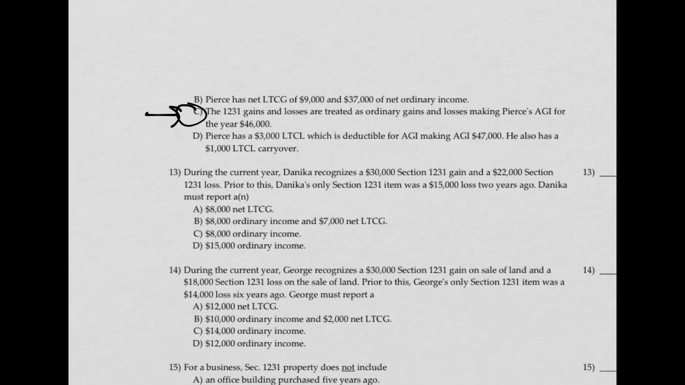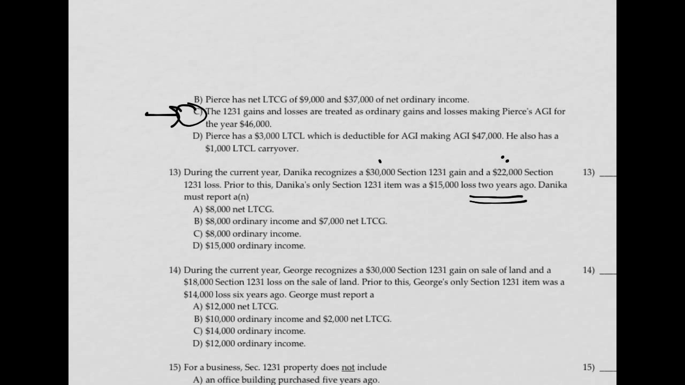Next question. During the current year, we have a section 1231 $30,000 gain. That's here. And a $22,000 loss. Then we know that two years ago there was a $15,000 loss.